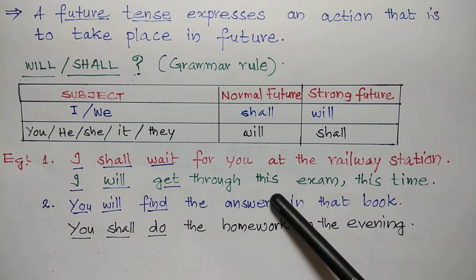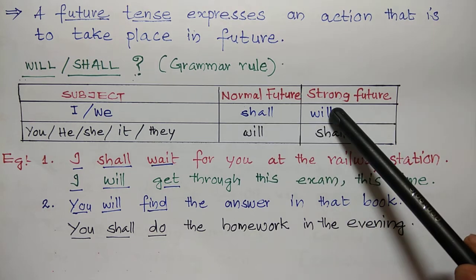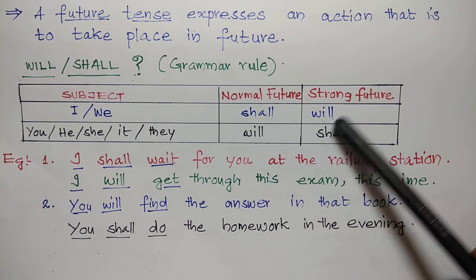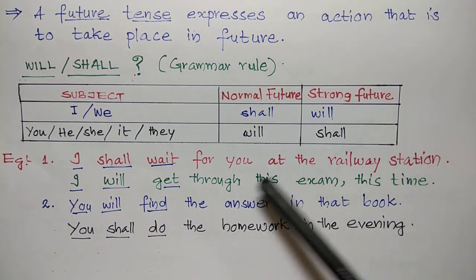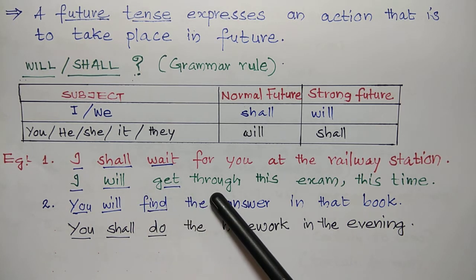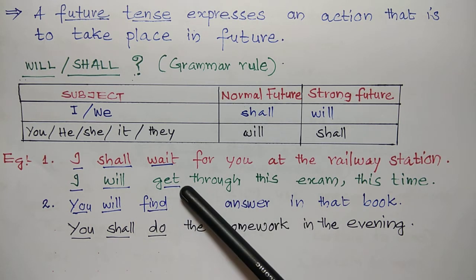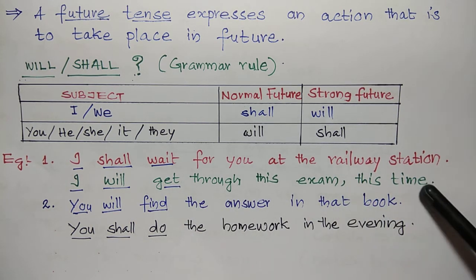I will get through this exam this time. When will comes with I or we, that is a strong future. I will. It is a determination. It is a definite thing that I will get through. He has taken a determination that I will get through this exam this time.